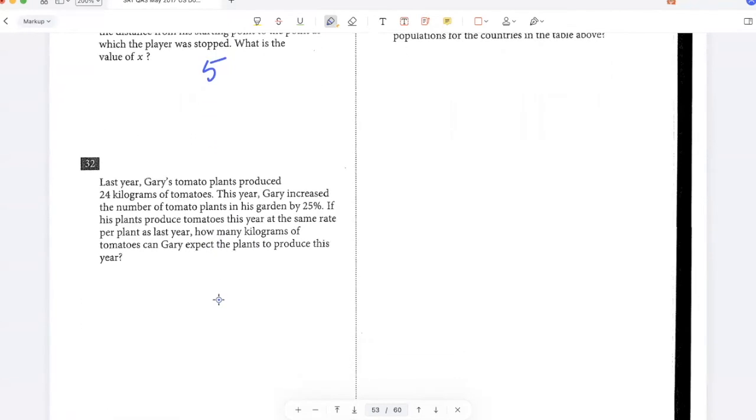Last year, Gary's tomato plants produced 24 kilograms of tomatoes. This year, Gary increased the number of tomato plants by 25%. If his plants produce tomatoes at the same rate this year as last year, how many kilograms will he produce this year? Okay, so 25% increase. So 24 into 1.25. So that's 24 plus 1/4 of 24. So 24 plus 6, so 30.